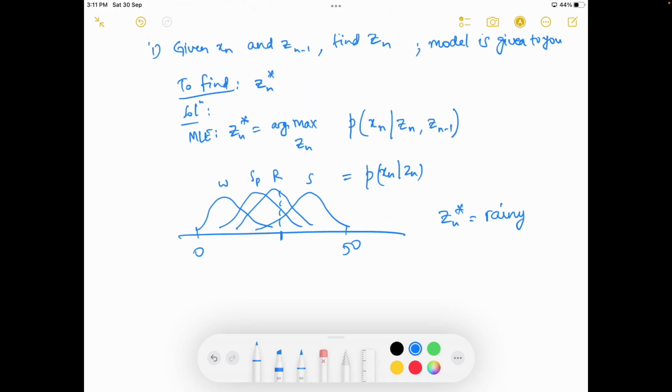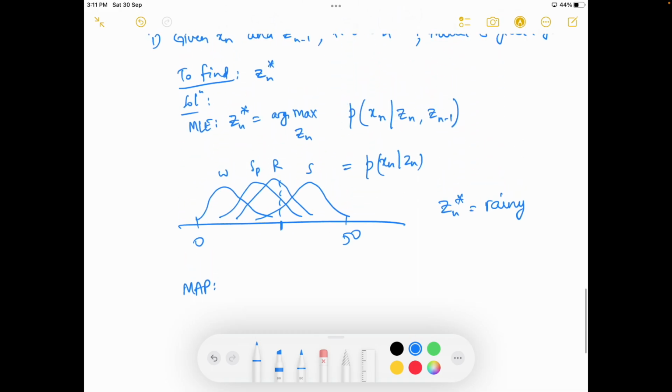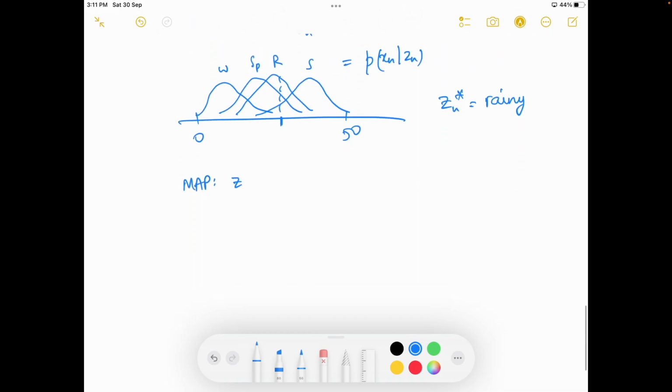This kind of estimate is a very bad estimate. Why? It does not take into account what was yesterday. It's very greedy. Therefore, we generally don't use ML estimate. Okay. What about MAP? What is MAP? By definition, Zn star is equal to argmax of what?